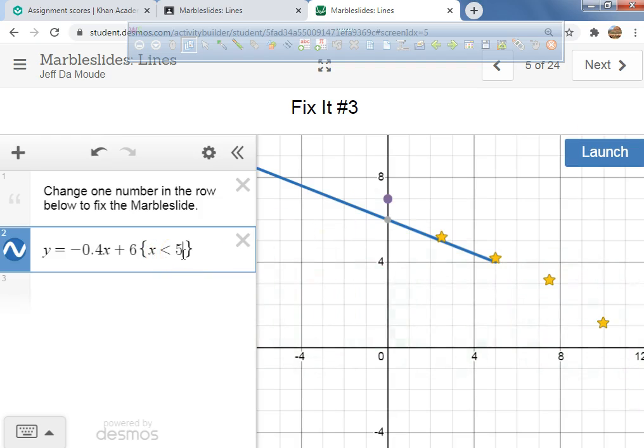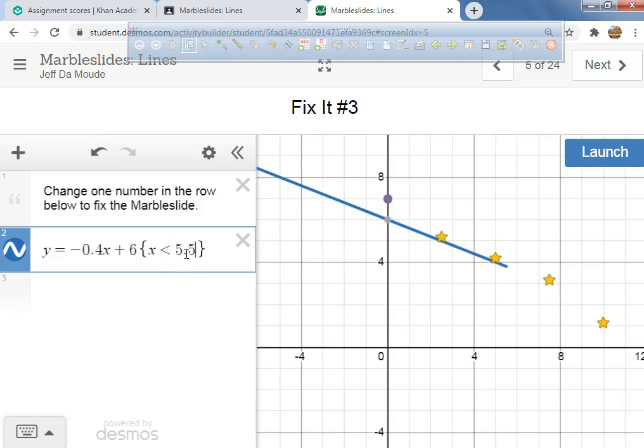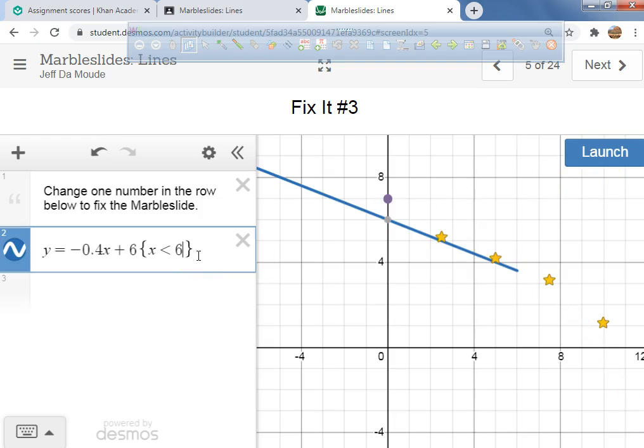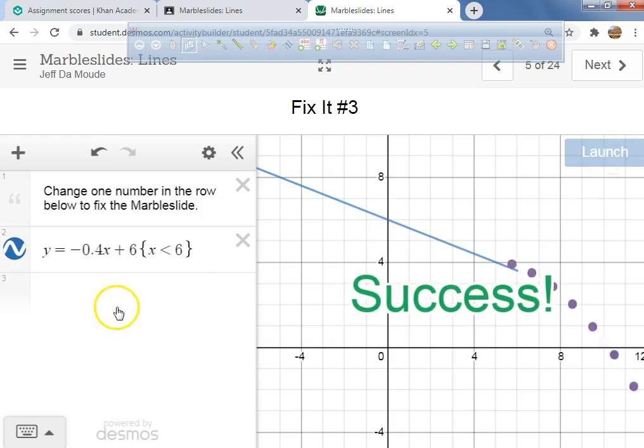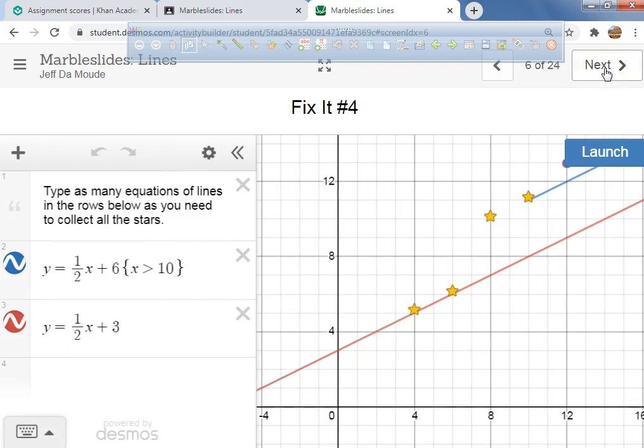If you make it too short, it doesn't hit all the stars. Let's see if 5.5 would have worked, just out of curiosity, just for fun. Oh, no. Looks like it's got to be a 6 for it to actually hit all the stars. So this is called a restricted domain. It's saying the set of all x values less than 6. There we go. Go to the next one.